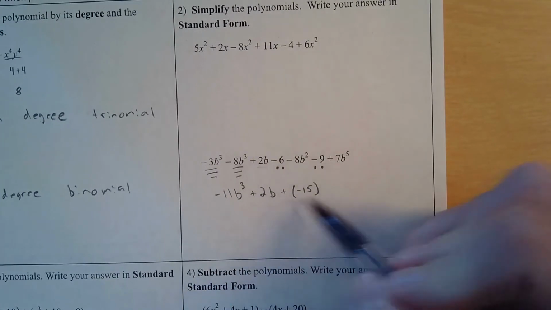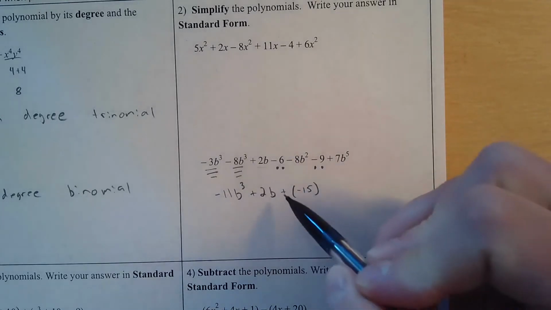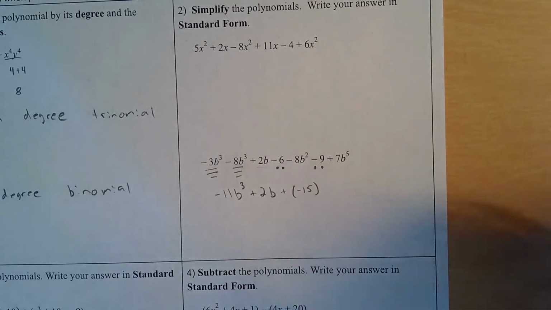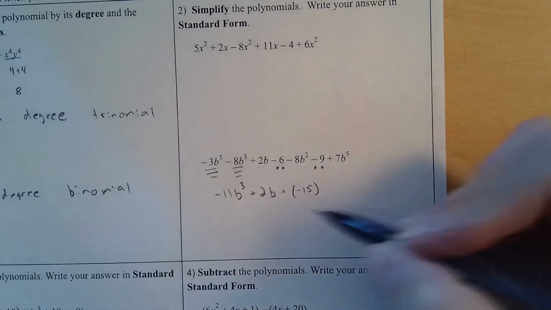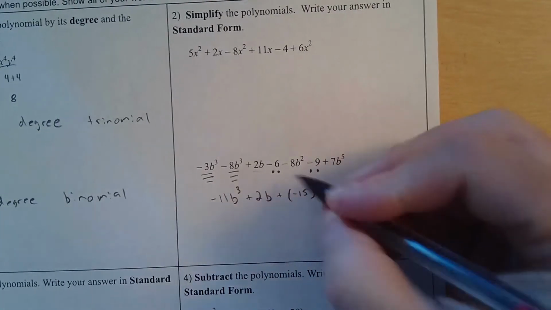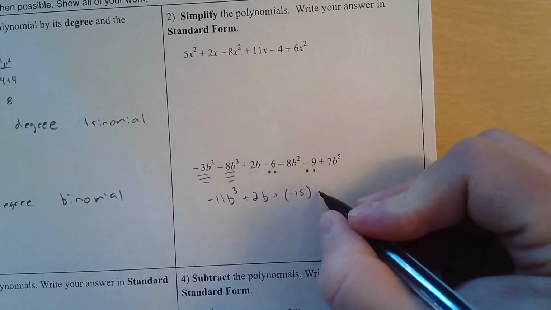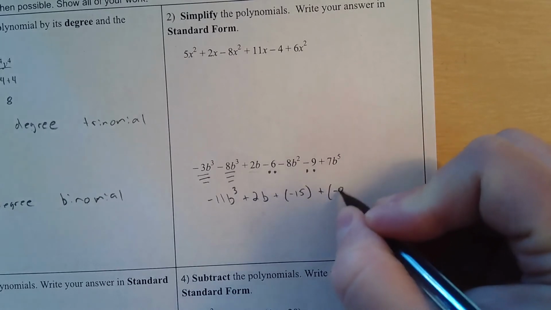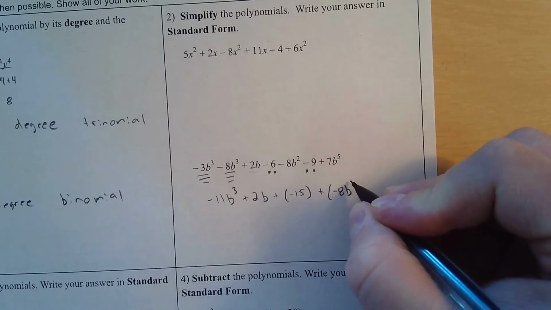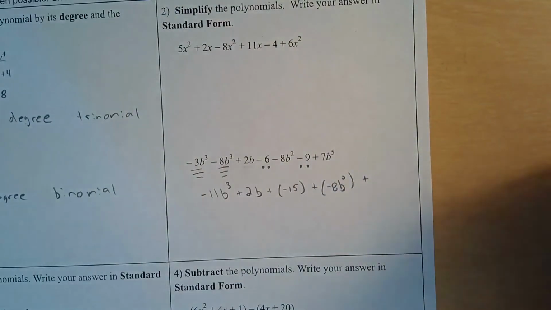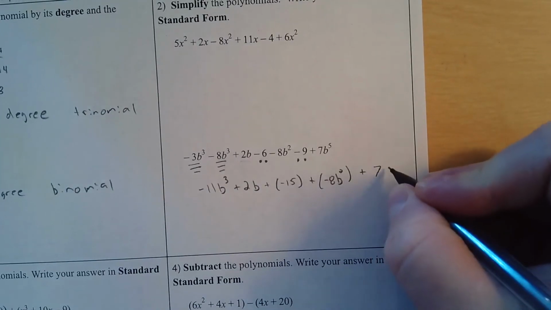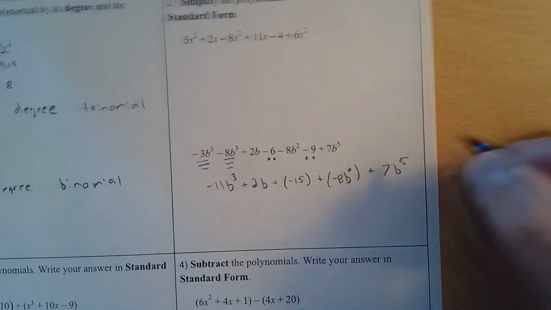I could have written minus 15 here, but instead I wrote plus negative 15. That's going to help us later when we go to rearrange this. So for these types of problems, subtraction's not your friend. Let's use addition if we can. And then we have plus negative 8b squared, then plus 7b to the 5th. Nothing to combine those guys with.